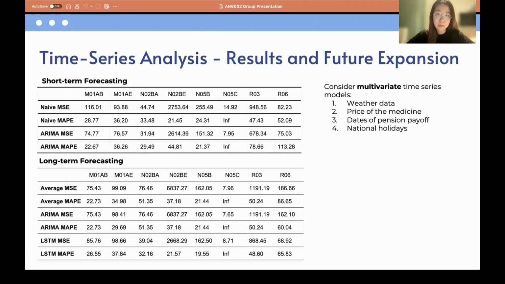And finally, since the model we built is a univariate time series model, it's likely that the forecast would be improved if we expand the problem to a multivariate time series model. So we provide some suggestions for explanatory X variables here. The first is weather data, since extreme weather would cause illness in people and people would want to procure more medicines. And the second is the price of medicine, since a discount would also make the demand for medicine spike.